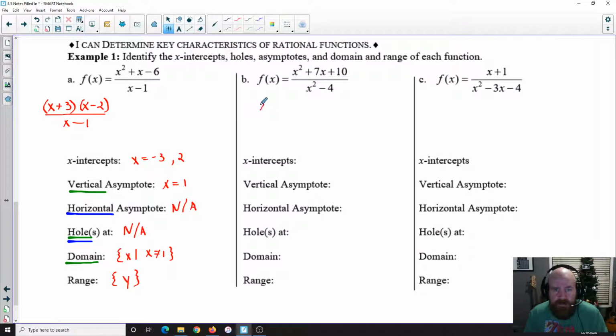So factored out top and bottom. We have x plus 2, x plus 5. Bottom would be x plus 2, x minus 2.